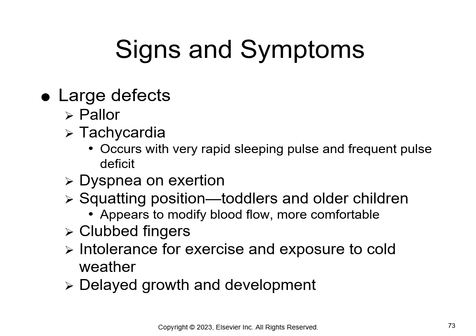A squatting position, we see this in toddlers that have tetralogy of Fallot, and this is often seen in toddlers or older children, and it appears to modify the blood flow and help to be more comfortable for them. Club fingers, thick or bulbous fingertips, and these take a long time to develop. A marked intolerance for exercise and exposure to cold weather, and then delayed growth and development.